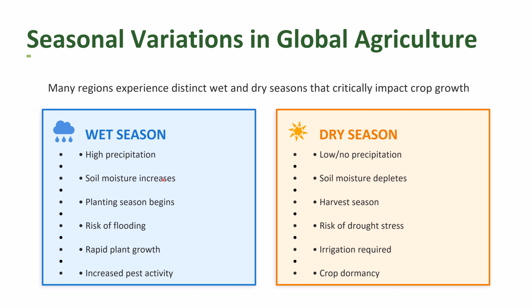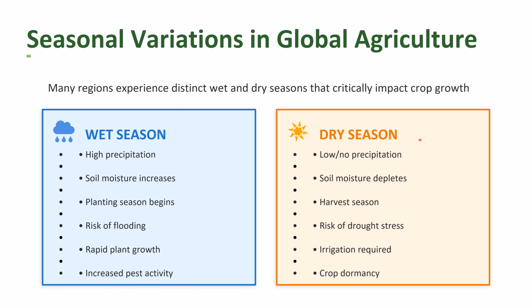This is usually the busy time. High rainfall increases soil moisture, which tells farmers it's time to start planting. Crops grow rapidly now, but there are challenges too, like the risk of flooding and higher pest activity because of the humidity. So here are some key points: high precipitation, soil moisture increases, planting season begins, risk of flooding, rapid plant growth, increased pest activity.